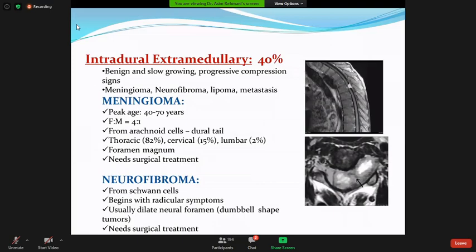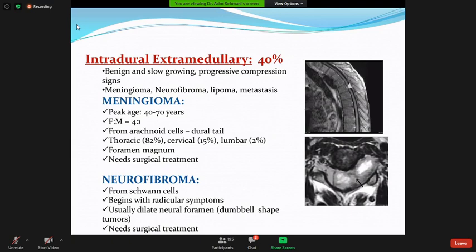Intradural extramedullary lesions. The most common tumors are meningioma and neurofibroma. Spinal meningiomas are 4 times more common in females than males. Usually, the site is the dorsal spine, followed by the cervical and lumbar spine, and complete surgical excision is the treatment of choice.